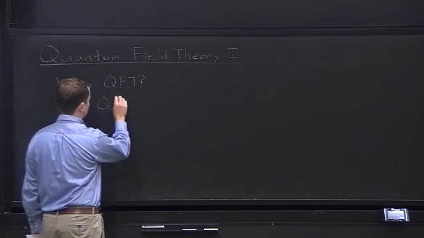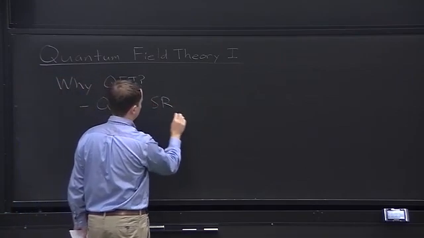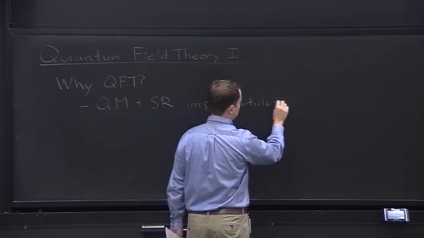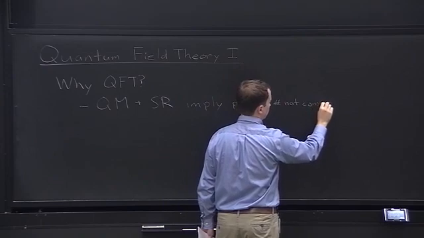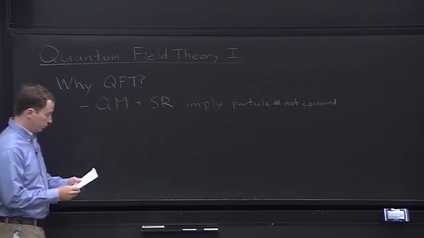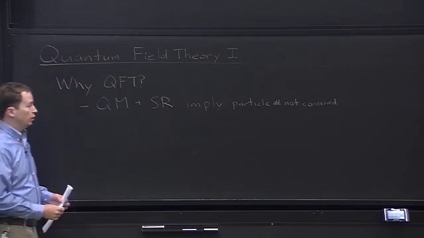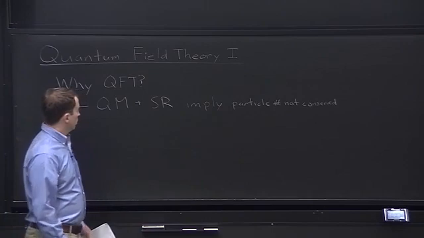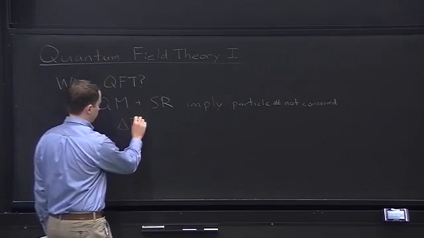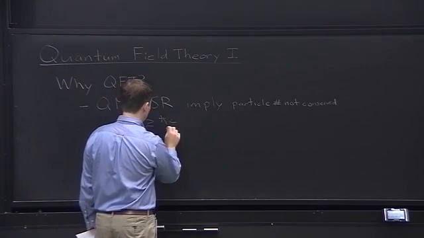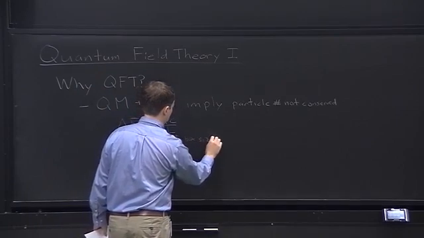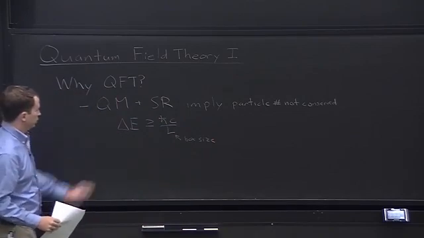So quantum mechanics and special relativity imply that particle number is not conserved. The reason for this is that the uncertainty principle tells us that if we try to put a particle in a box, then there is some uncertainty in the energy of that particle. In particular, the uncertainty in the energy is bounded below. The box has size L. So quantum mechanics tells us there's some uncertainty in the energy.